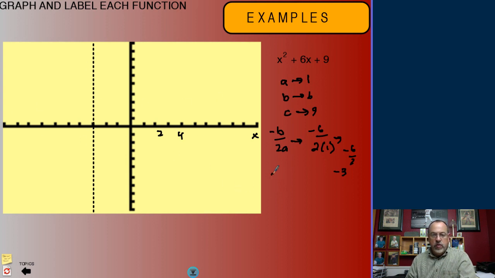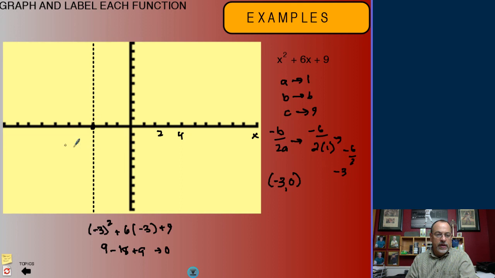Now again, I know the vertex is somewhere on that line. How far up, how far down, I don't know, but I can substitute the x value into the expression and find that out. So negative 3 squared plus 6 times negative 3 plus 9. So negative 3 squared is a positive 9. This is a negative 18. And this is a positive 9. So this is going to be at 0. So negative 3, 0 is my vertex. Because it's positive, I know it's going to open up, so I'll label this down below.